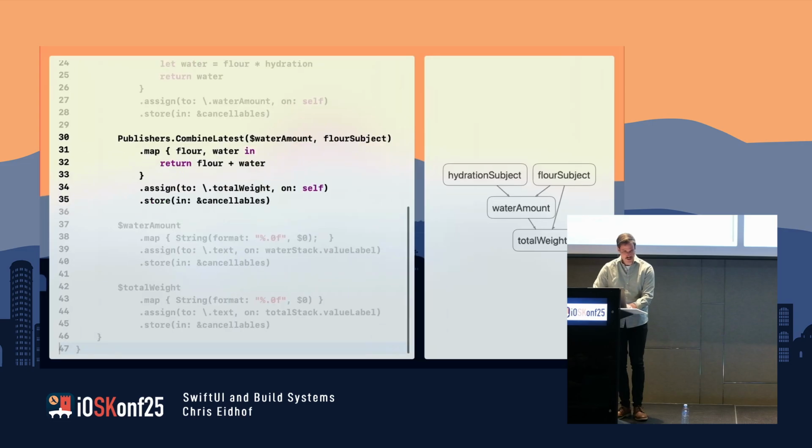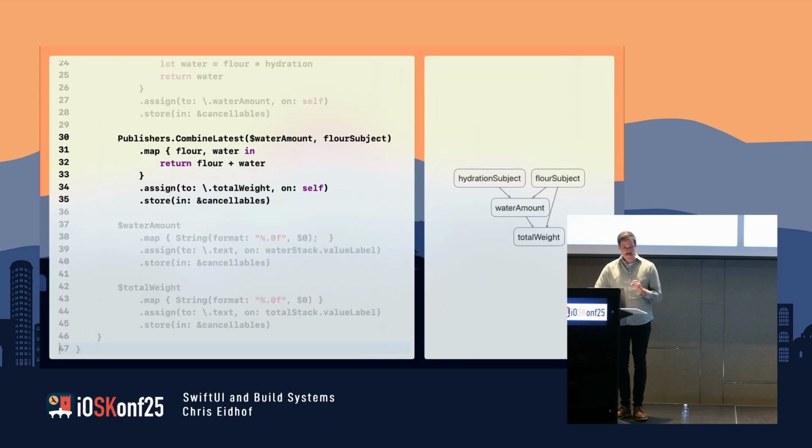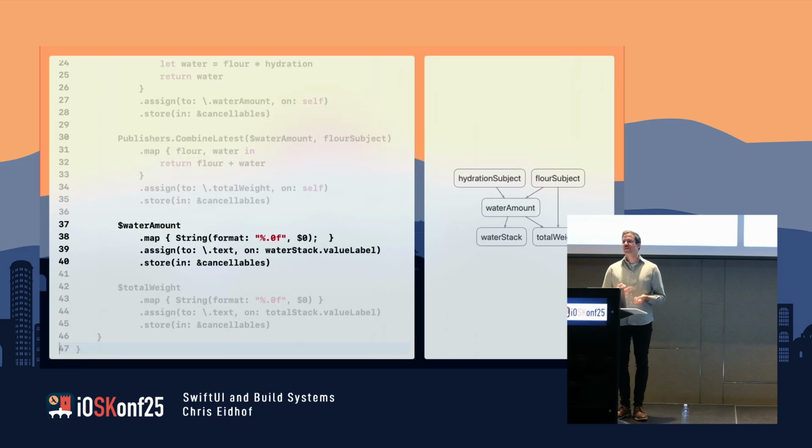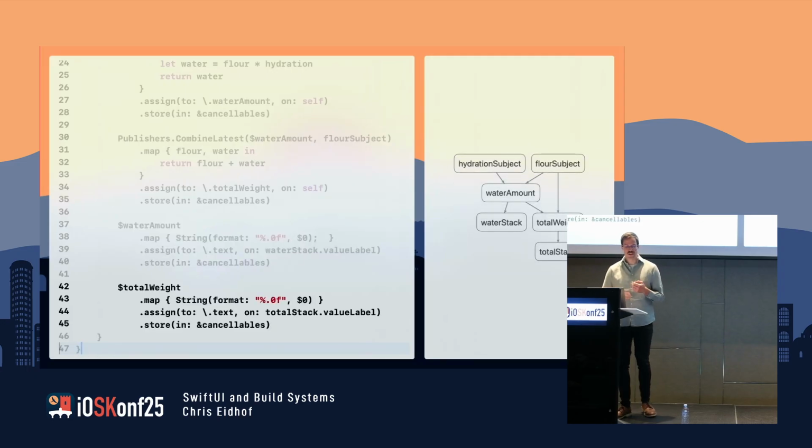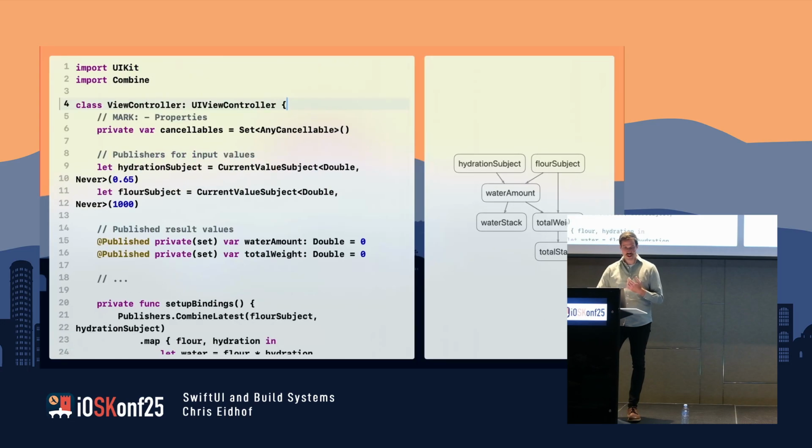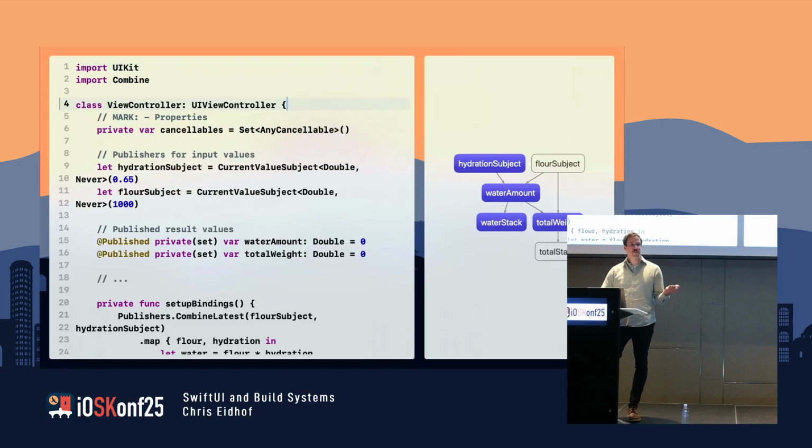Let me zoom out a little bit. So we have some more space. We then take the water amount, put that into a view, and the same for the total. And actually, note that there's a lot of similarity to this spreadsheet example, right? The top part looks exactly the same. And I think that's very interesting. So we can run with this and change the hydration, and then of course it does what you would expect. I think you change the hydration, then the water gets computed, then the water stack and the total weight get computed, and the total stack get computed.